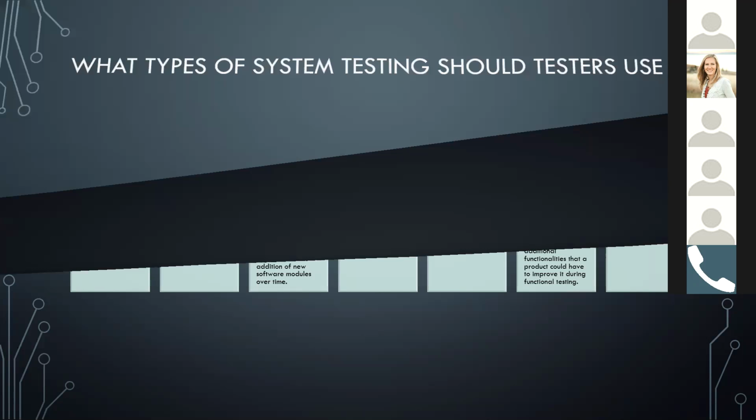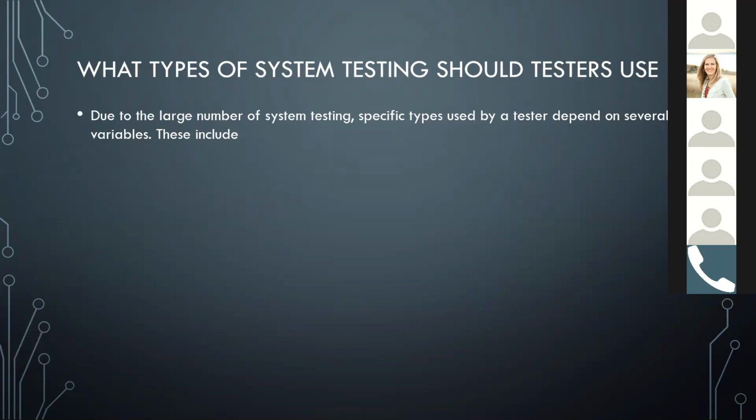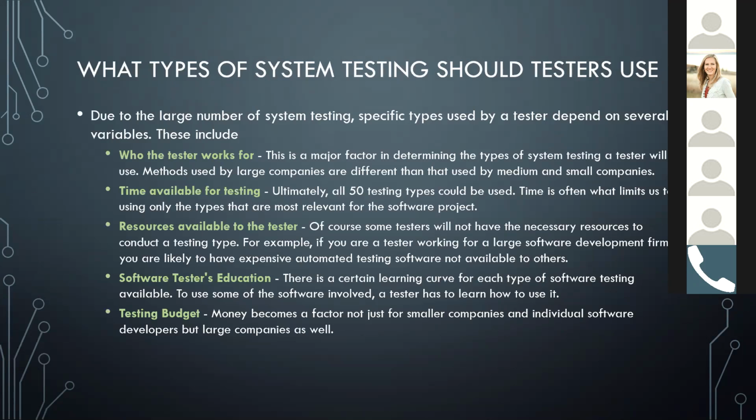So what types of system testing should testers use? Due to the large number of system testing types, the specific types used by the tester depend on several variables, and these include who the tester works for. This is a major factor in determining the types of system testing a tester will use. Methods used by large companies are different than those used by medium or small companies.